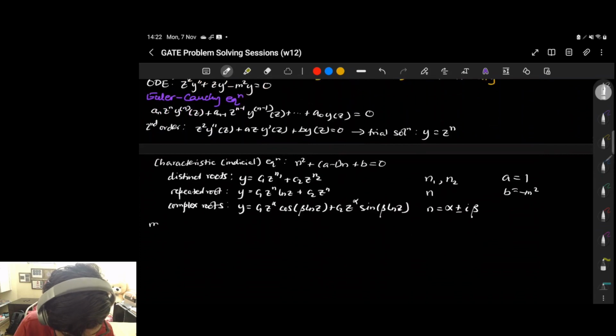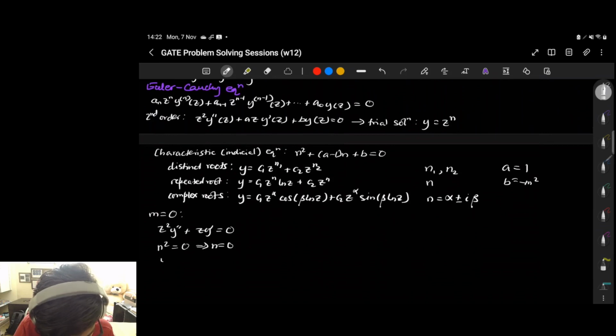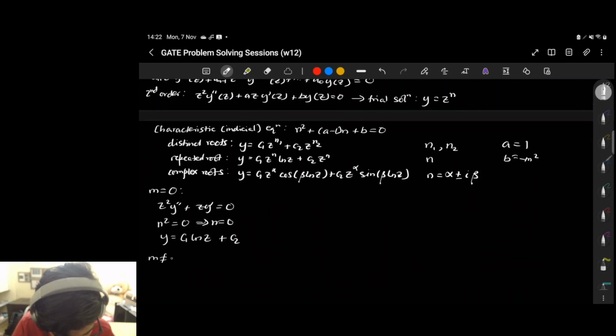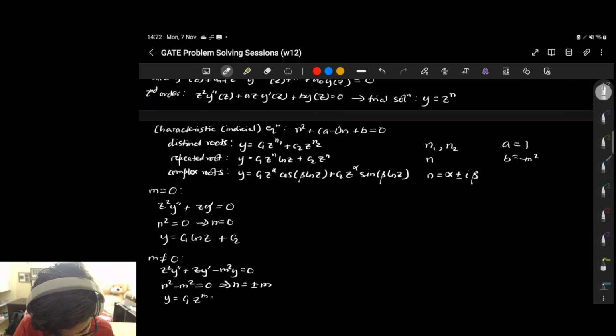We divide this into two cases. First, m equal to 0. The differential equation is as follows. The indicial equation for this case would be n squared equal to 0, that is n equal to 0. So it is a repeated root case. My solution is y equal to c1 ln z, because z to the power 0 is just 1, plus c2. And for m not equal to 0, my equation is as follows. The indicial equation in this case is n squared minus m squared equal to 0. So n equal to plus minus m. So these are distinct roots.